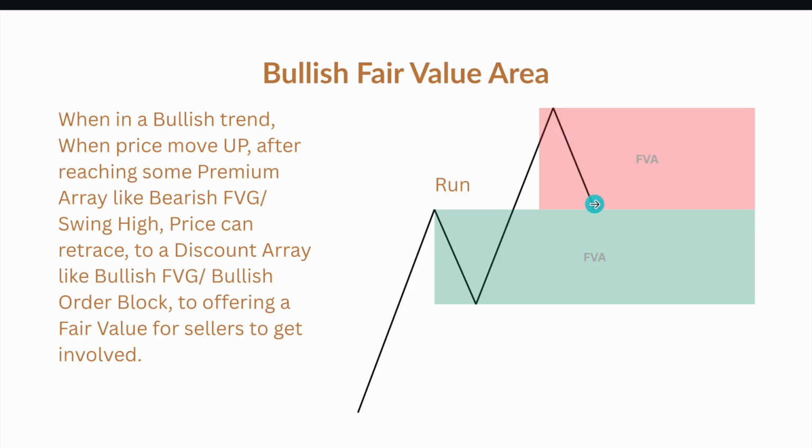Now at this point, price has two options. It can either continue in the same direction of the trend, or if it retraces deep inside the previous fair value area, that means the market is not offering fair value but is seeking liquidity. So where is the liquidity? It is at swing lows. So it might be seeking liquidity at these swing lows, this or this, if the retrace is deep inside the fair value. This is about the bullish fair value.